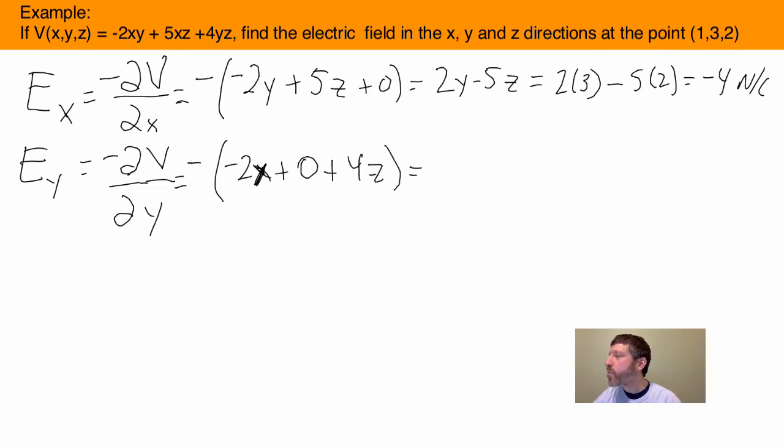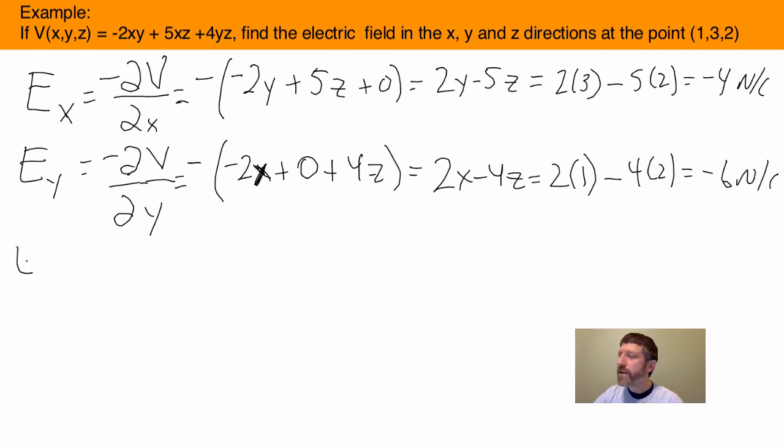We plug in our (1, 3, 2) point. I'm going to rewrite this one more time: 2x minus 4z. And that gives us 2 times 1 and minus 4 times 2. That is 2 minus 8, which is negative 6 newtons per coulomb.